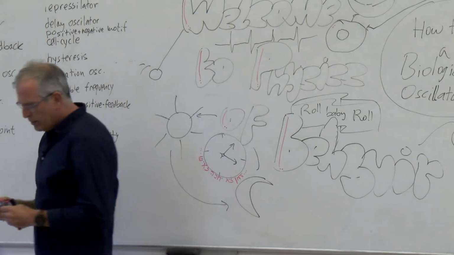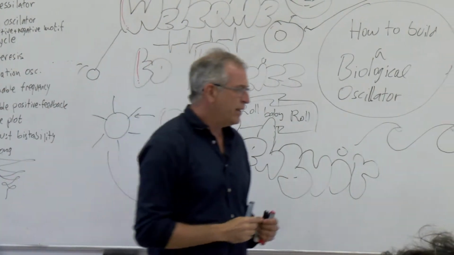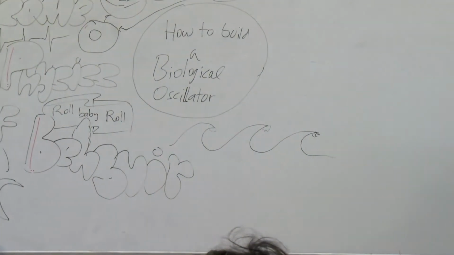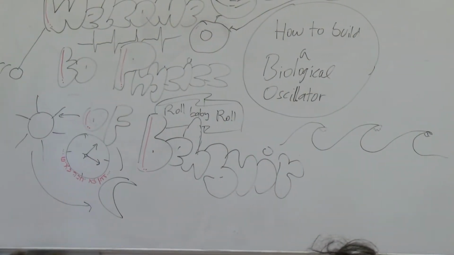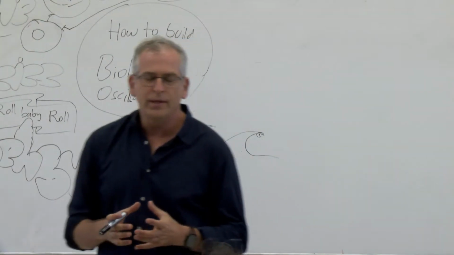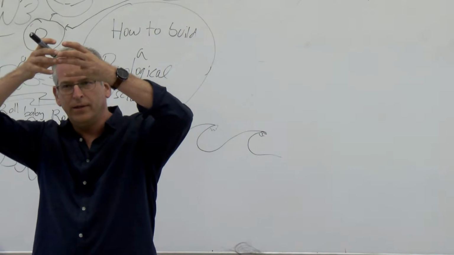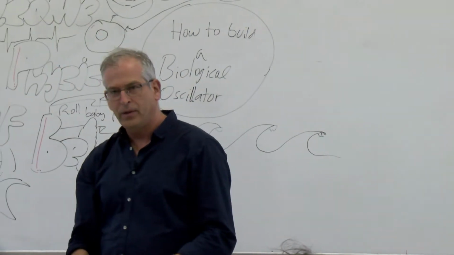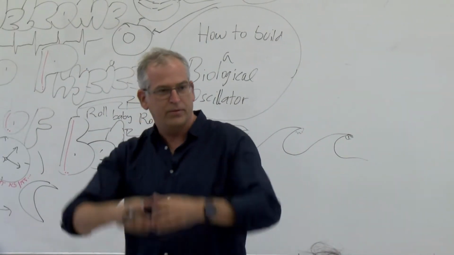We begin by noticing that at the heart of every oscillator, there has to be a negative feedback loop. There has to be something that, if it's a protein, when the protein is at high concentration, brings it down. And then when it's at low concentration, something that brings it back up.